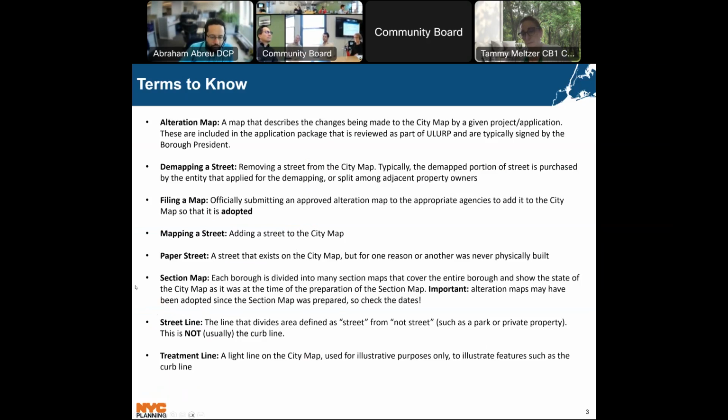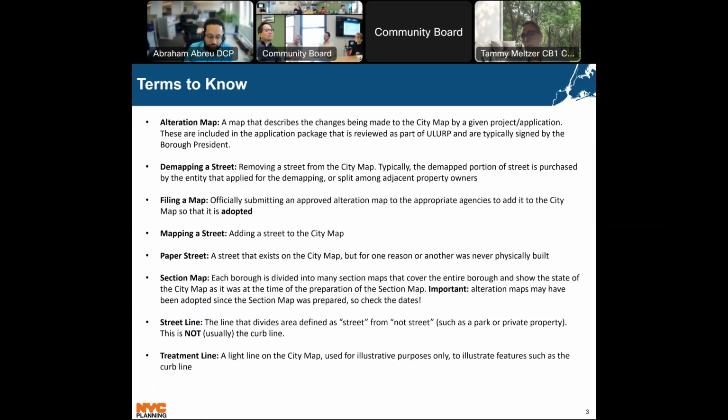I'll also show you some section maps. Each borough is divided into a bunch of sections. It covers the whole borough, and it shows the state of the city map at the time that the section map was drawn. So these are pretty good references, but you should always check the dates, and I'll show you how to do that, because alteration maps might have happened after the section map was prepared. So you want to make sure that you're looking at the most recent thing.